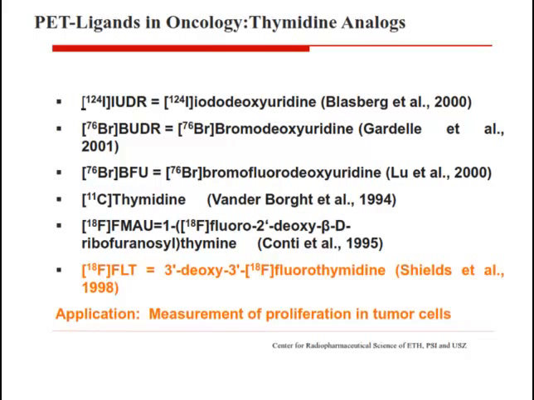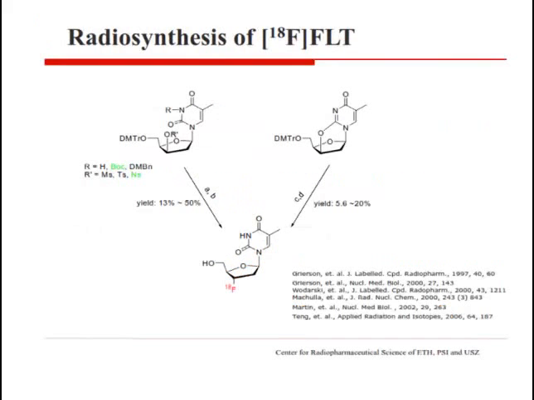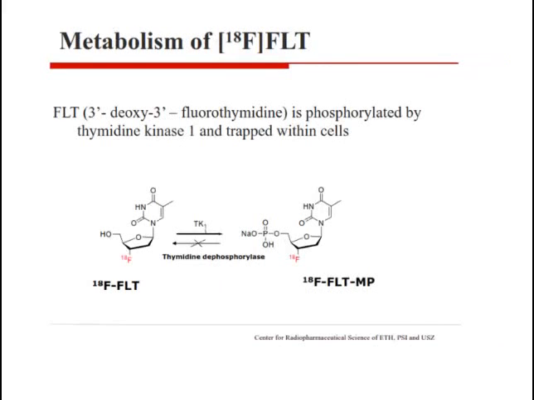But the ligands in oncology, like thymidine analogs, which are of interest in the breast, FLT is a measure of proliferation in tumor cells. And as we spoke about Tc-MIBI, if there is proliferation, it cannot be taken up by Tc-MIBI. There are two ways of synthesizing FLT, one with low yield and one with higher yield, about 13 to 50%. FLT is phosphorylated by thymidine kinase, trapped by the cell and stays there.